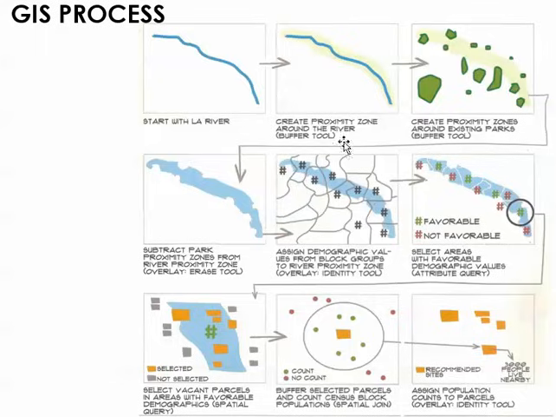So they took those two buffer zones and subtracted them from each other, and that's how they identified, this is exactly where we want to work. This is where we are within a certain distance of the river, and we also are not within an existing park.